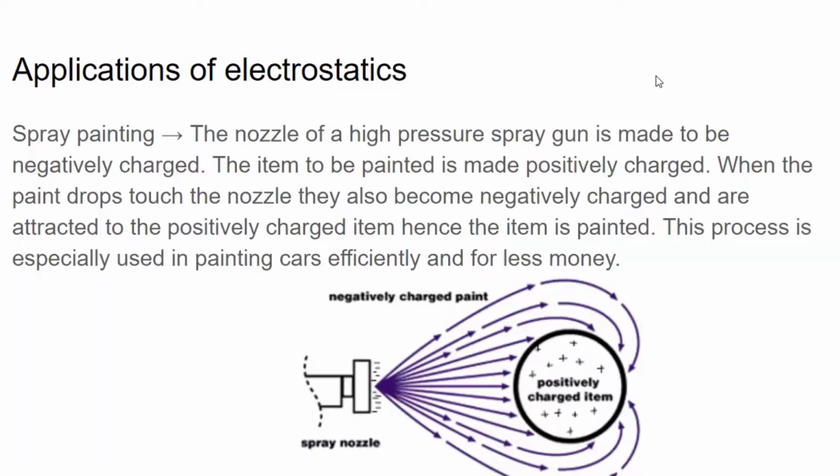In spray painting, the nozzle of a high-pressure spray gun is made to be negatively charged and the item to be painted is made positively charged. So when the paint drops touch the nozzle, they also become negatively charged and are attracted to the positively charged item. So they travel to the item and coat it, or in other words, paint it.